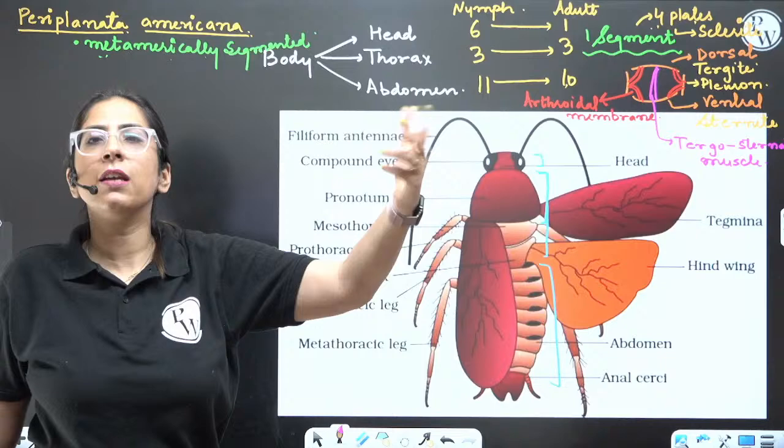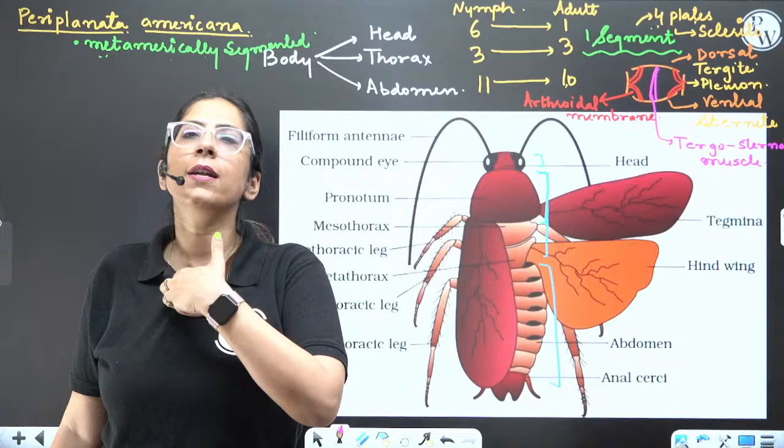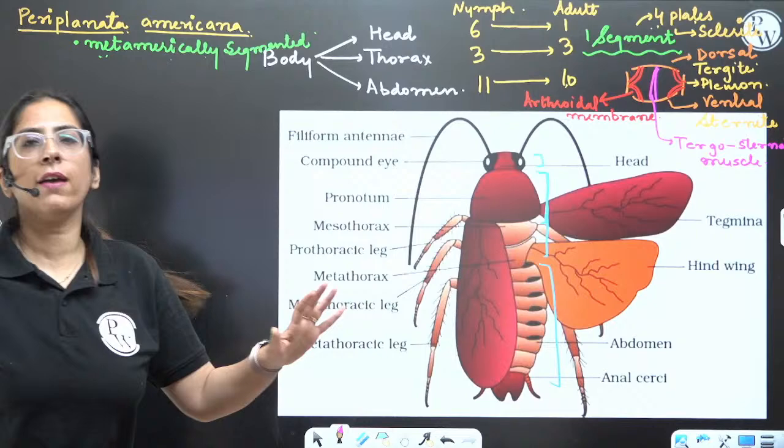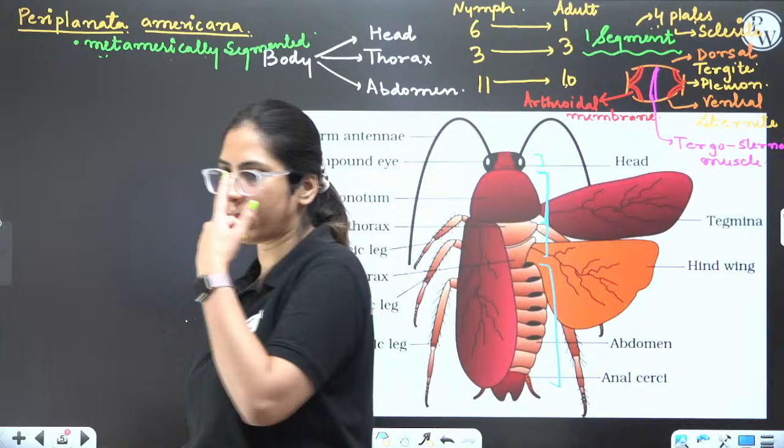Now, the next thing we talked about: they are nocturnal in nature. That means they are active at night. They are omnivorous, and you can find them anywhere in the world. Wheresoever organic waste products are there, you will find cockroaches, because cockroaches feed on them. So, this is one thing.